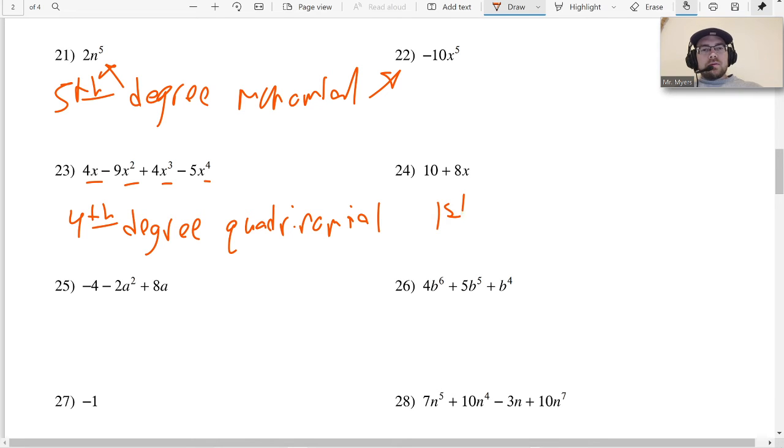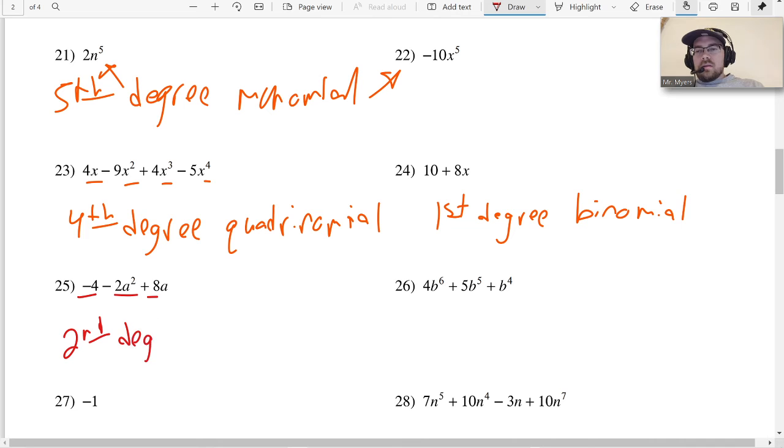So first degree binomial. Let's change color, because why not? Then here we've got the highest power is 2. Oh, we got to switch back to draw. There we go. So highest power is 2, so it is a second degree or a quadratic second degree trinomial.